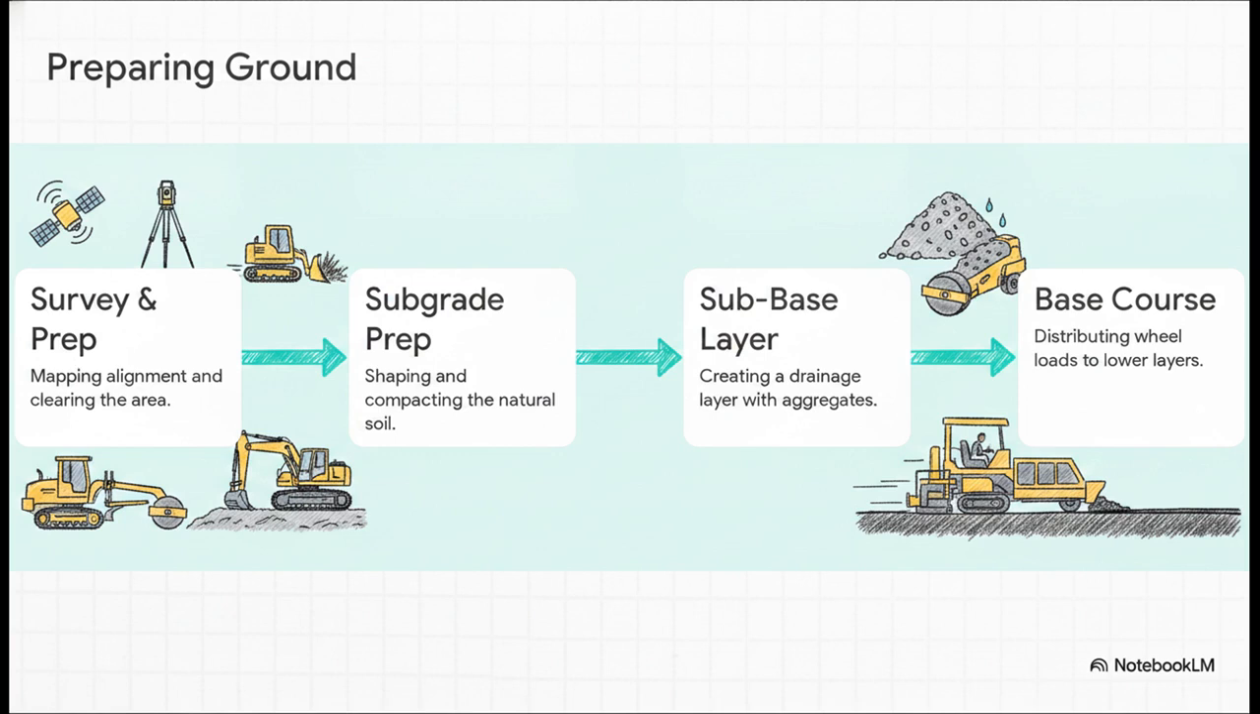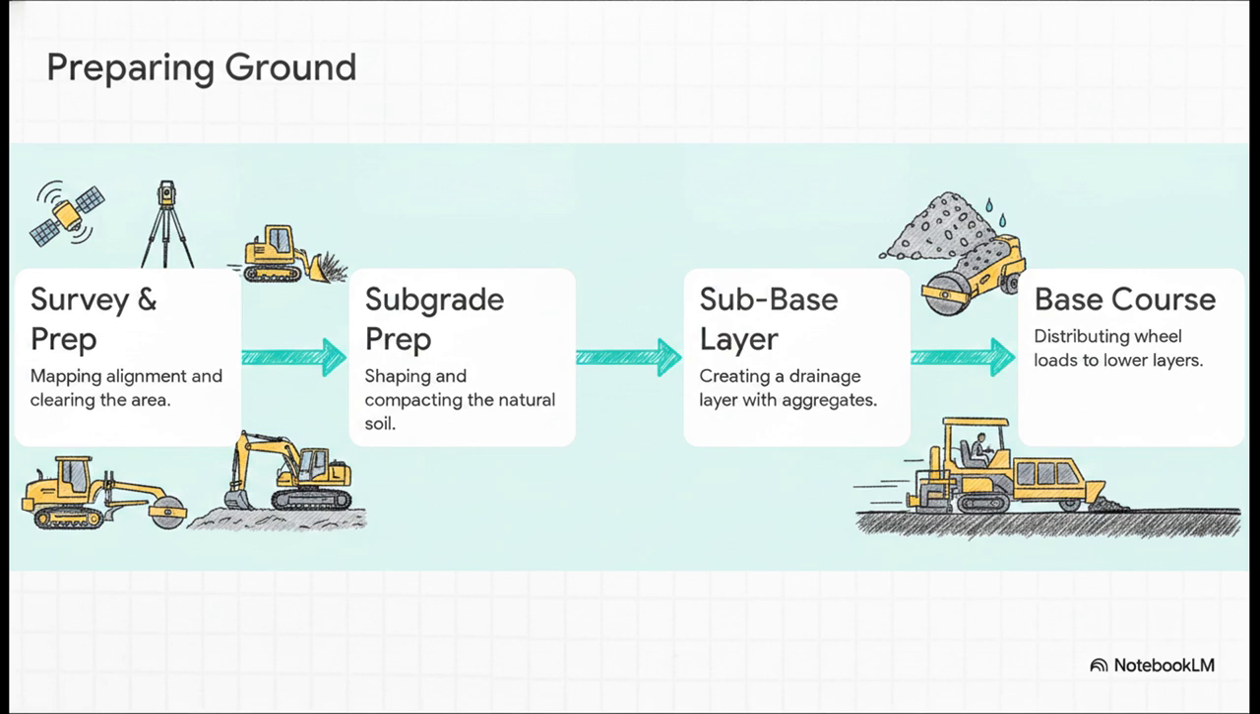Step 1 is survey and site preparation. Engineers use GPS and total stations to map out the exact alignment and drainage, completely clearing the area of any unsuitable soil. Then we hit Step 2, subgrade preparation. This is the natural earth. Excavators and graders shape it out, and then heavy rollers aggressively fight any weak spots, really compacting that soil down until it exceeds 95% of its maximum dry density.